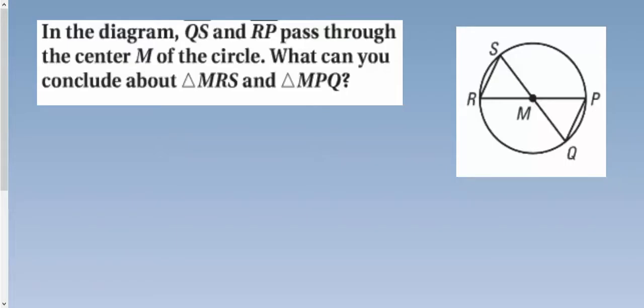In the diagram, QS and RP pass through the center M of the circle. What can you conclude about the two triangles? So this is kind of a cool problem. We have these two sides are the same because they're radii, and all radii are always the same. And so those two are also the same there. And then hopefully you see that these are vertical angles right there. So the two triangles are congruent by side, angle, side.